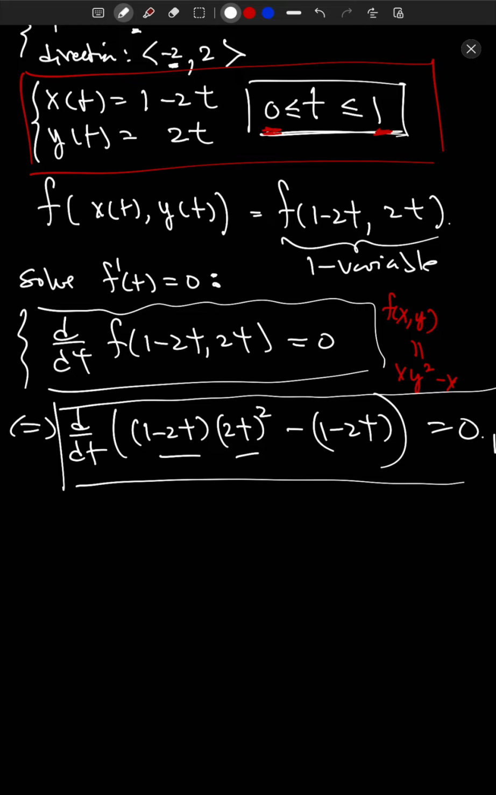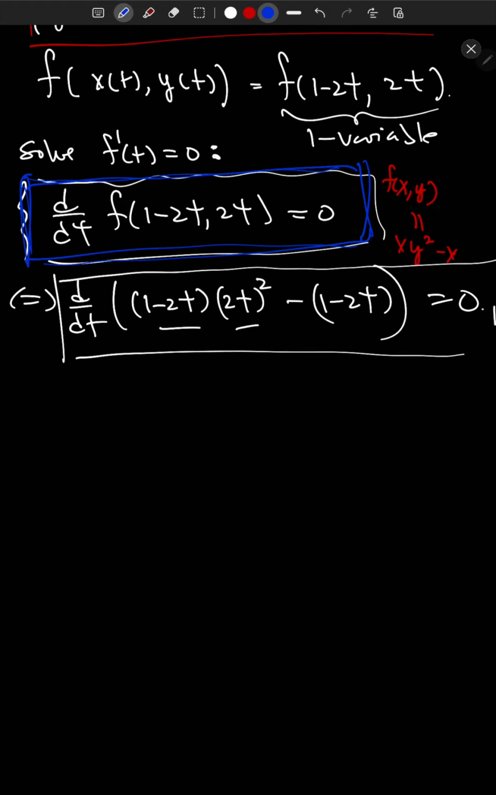By the way, you could do it the way that I did it, just change everything to t's. You could also use the chain rule to calculate this, because we've already calculated f sub x and f sub y. So the chain rule will tell you what this derivative will be. Do it whatever way you like, but that works perfectly as well.